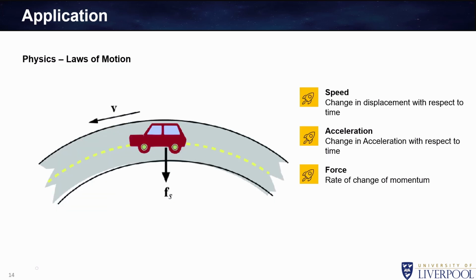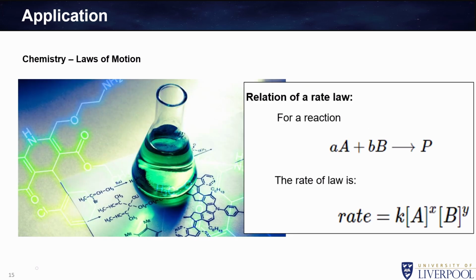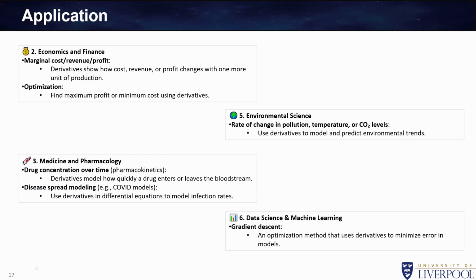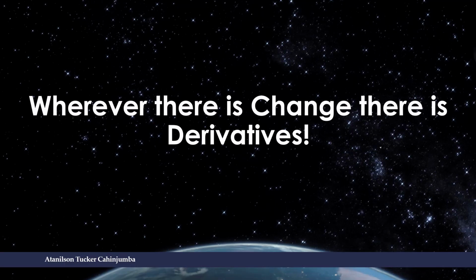Derivatives have many applications. We can apply them in physics for the laws of motion, in chemistry to find how a reaction changes over time, in biology to track population growth, and in many other fields: in economics, how a company is growing, in environmental science to calculate the rate of pollution, and even in machine learning where we can use them to optimize our models. Basically, to summarize, wherever there is change, there are derivatives.